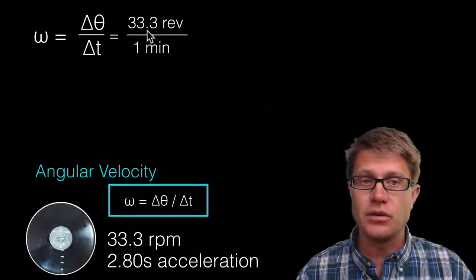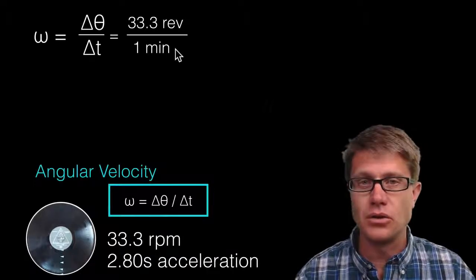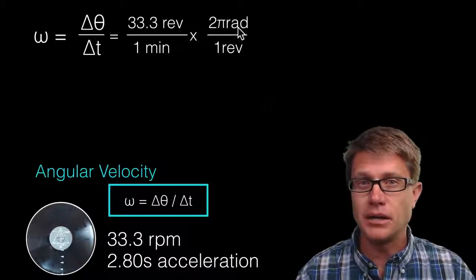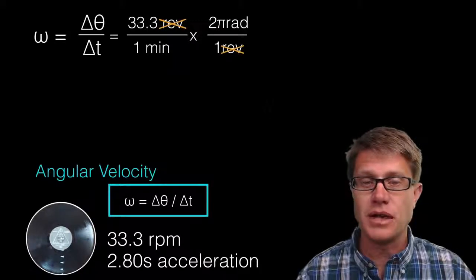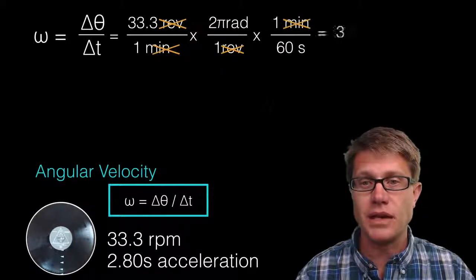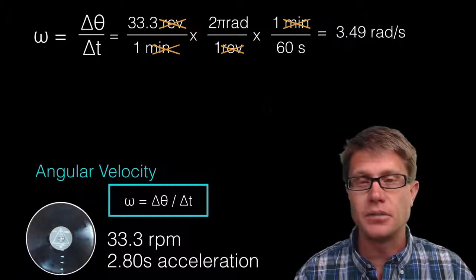Well, I said it's 33.3 revolutions per 1 minute. Now, these units are bad. We have to get this to radians and we have to get this to seconds. And so we can just do some factor label. I know that 1 revolution equals 2 pi radians. And so right now my revolutions cancel. And I know that 1 minute is equal to 60 seconds, so my minutes cancel. And so if I calculate that out, it's going at about 3.49 radians per second.